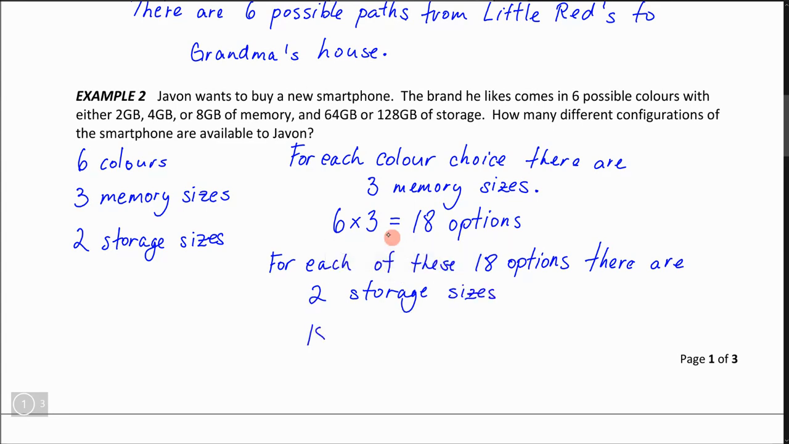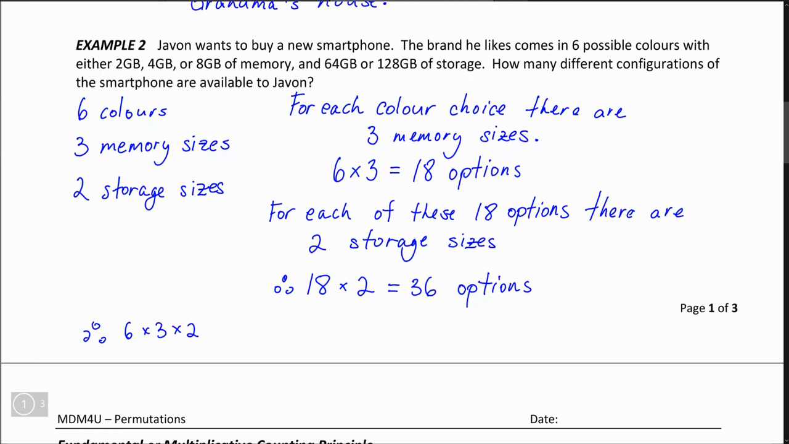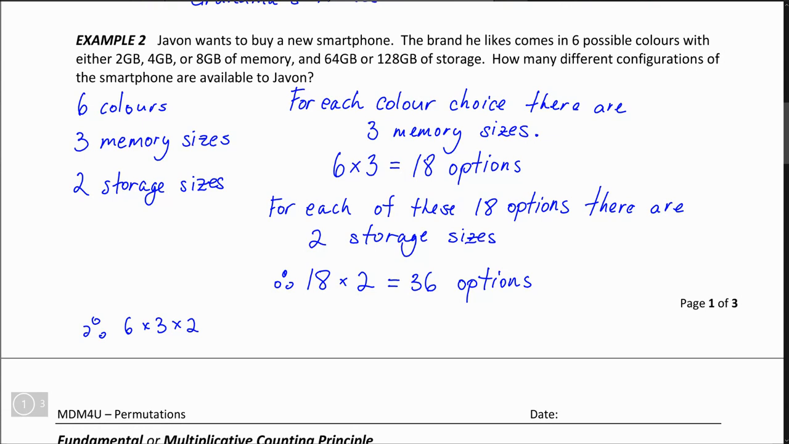Okay, so that means, therefore, that for the 18 options that I have for the color and the memory size, if I multiply that number by the 2 storage sizes I have for each option, I will now have a total of 36 options. So if I multiply all the numbers of outcomes for each choice, I can get a total count of 36 total choices or options. So there are 36 possible, let's call it, configurations.